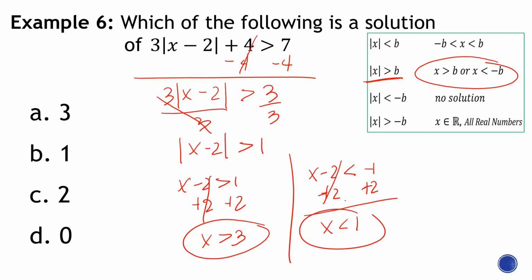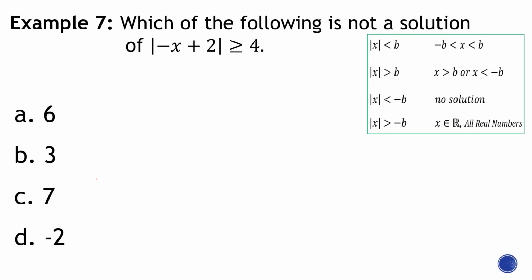Now to answer the question, obviously these two are not part of the solution. Is 2 greater than 3? No. Is it less than 1? No. Is 0 greater than 3? No, but it's less than 1. So yes, that's the solution. Okay. Next.